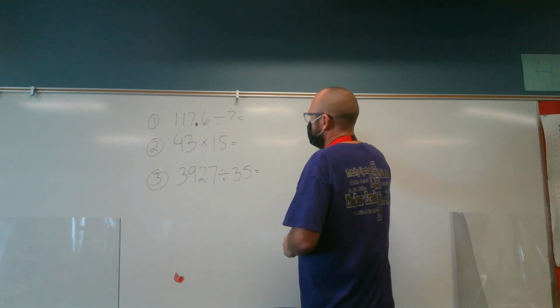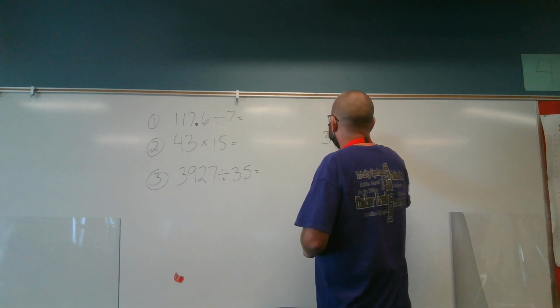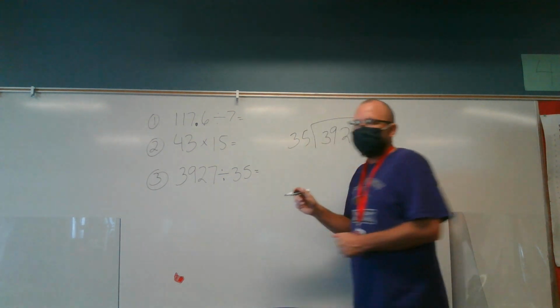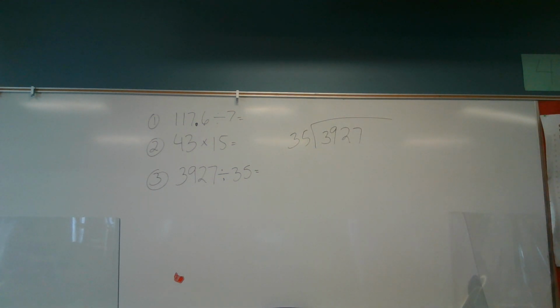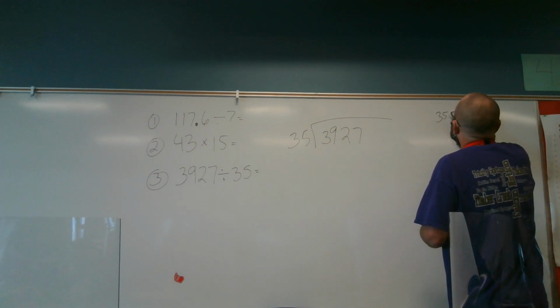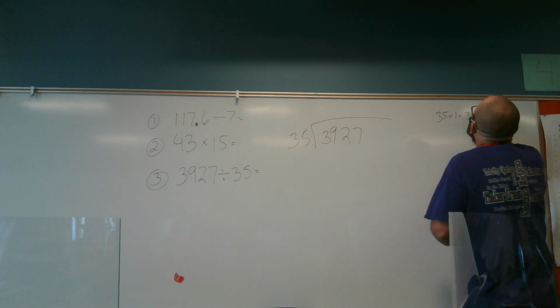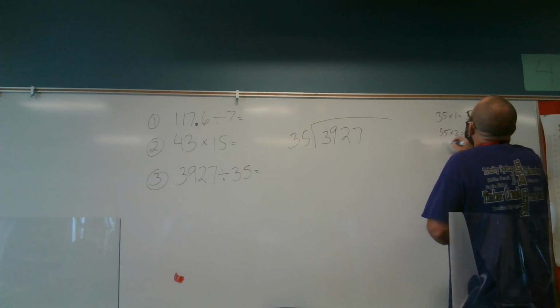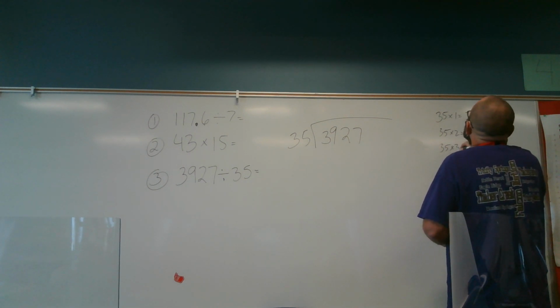Then I have 3,927 divided by 35. And as your mean teacher told you, you're going to list your multiples of your divisor. So 35 times 1 is? 35. 35 times 2 is? 70. 35 times 3 is? 105.